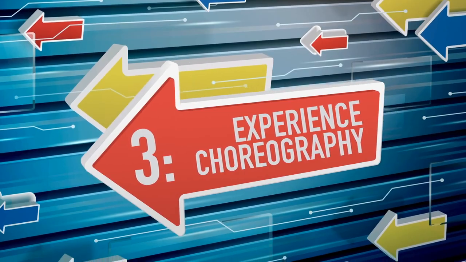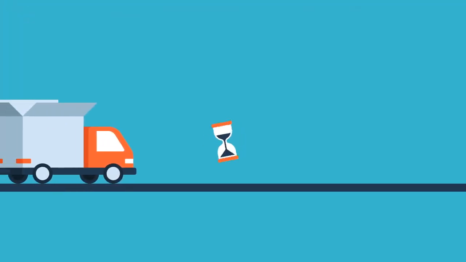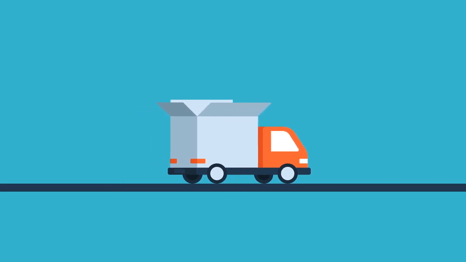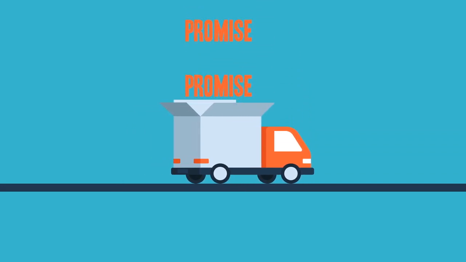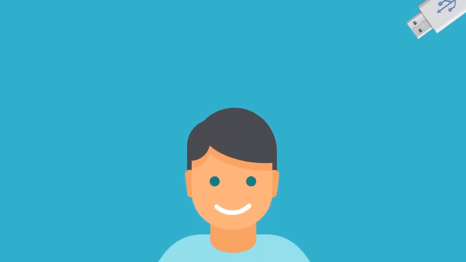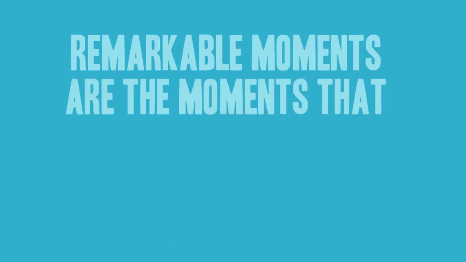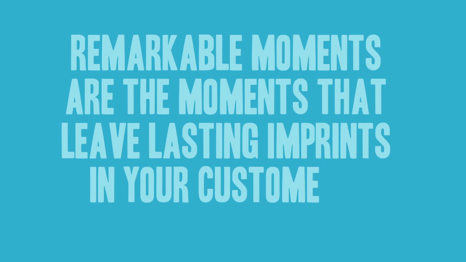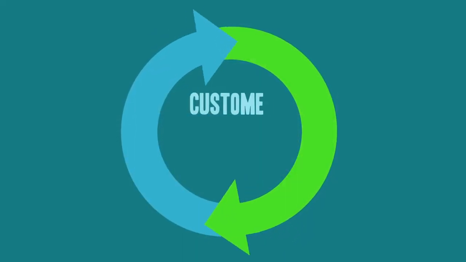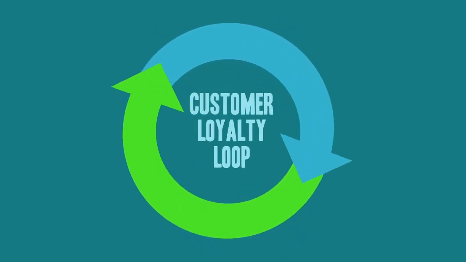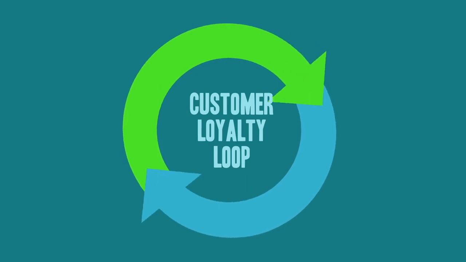Stage 3. Experience choreography. At this stage, your customer has been influenced to complete the sale and now has an expectation that you'll deliver on the promises made in the previous stages. The most powerful thing you can do in this stage is to create distinct memories of doing business with your organization that are remarkable. Remarkable moments are the moments that leave lasting imprints in your customer's mind. Remember that the most important thing to create a customer loyalty loop is creating a positive memory.